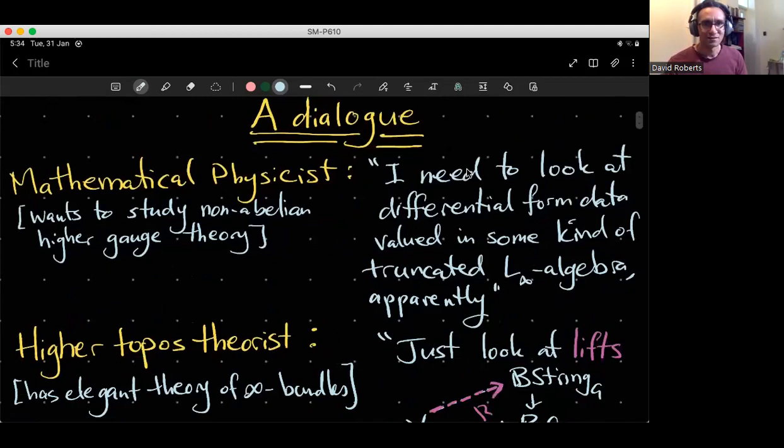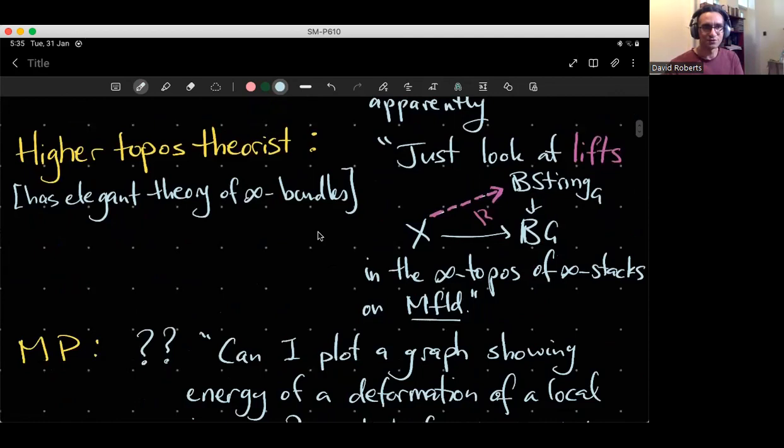This is maybe a cartoon sketch of what might happen if a mathematical physicist hears about higher gauge theory, maybe they're doing condensed matter physics, or thinking about M theory, and they want to do some gauge theory. They've heard some vague ideas that they need to look at some kind of differential form data, not valued in a Lie algebra, but in L infinity algebras or some other interesting homotopic construction. And they go to their friendly higher topos theorist, who knows lots about higher geometry and has a very good, elegant theory. One answer might be just go look at some lifts of some functors between infinity stacks.